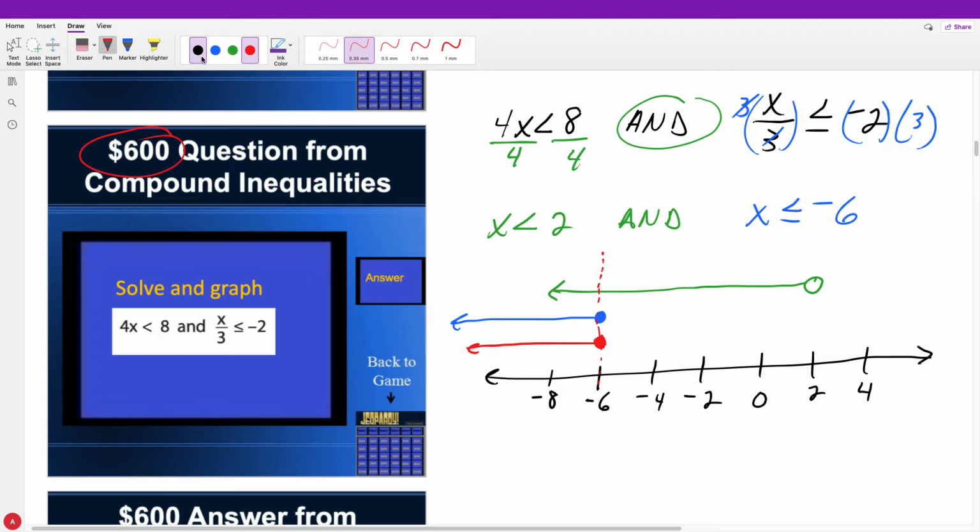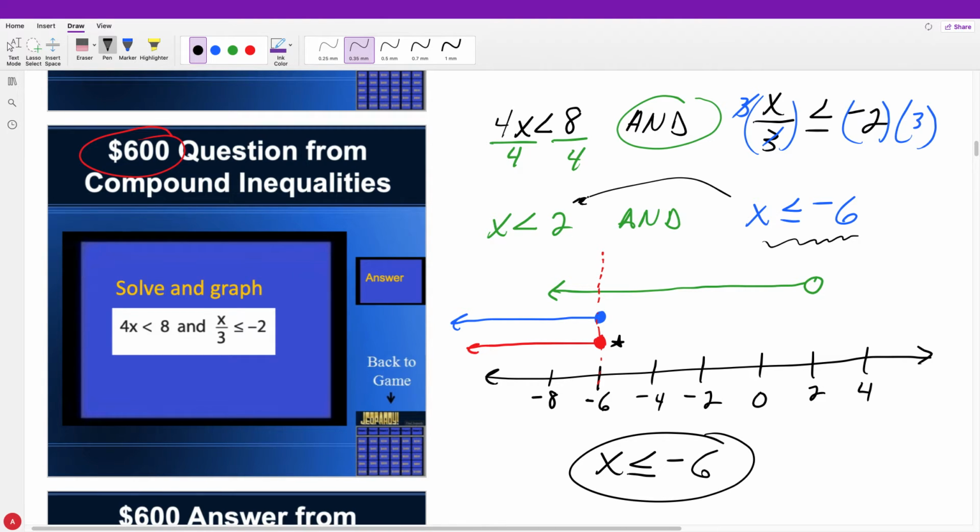So our final answer is the red graph here, and then we will write it final as x is less than or equal to -6. That will be the final way that you write your inequality as well, because even though this is an and statement, since this is our final answer, it includes all of these x is less than 2, so we only need to write this one inequality.